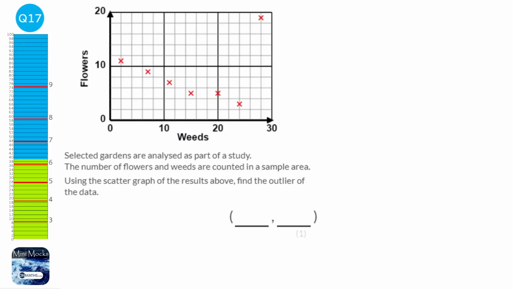On a scatter graph, an outlier is a point which doesn't fit the pattern. And as we can see here, all of these coordinates fit a nice line going down there. So they all are showing a trend. But we've got this point here that's nowhere near that trend at all, and that's what we call an outlier. So we know that these are going up in twos, so this will be 28, so the x coordinate will be 28, and this will be 19. So our coordinate will be 28, 19 for our outlier.